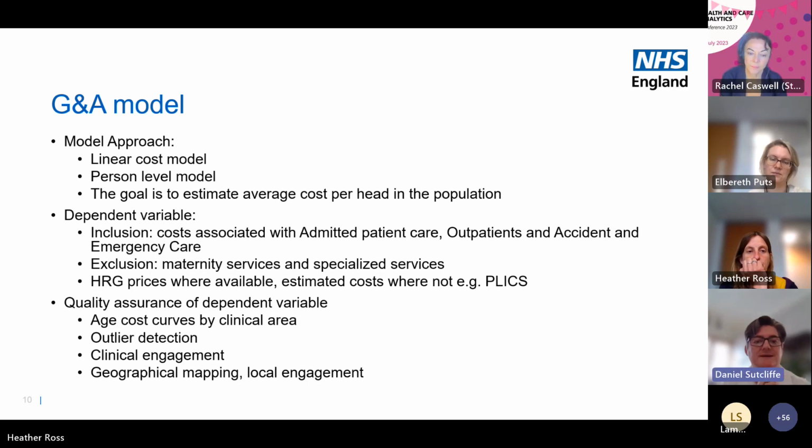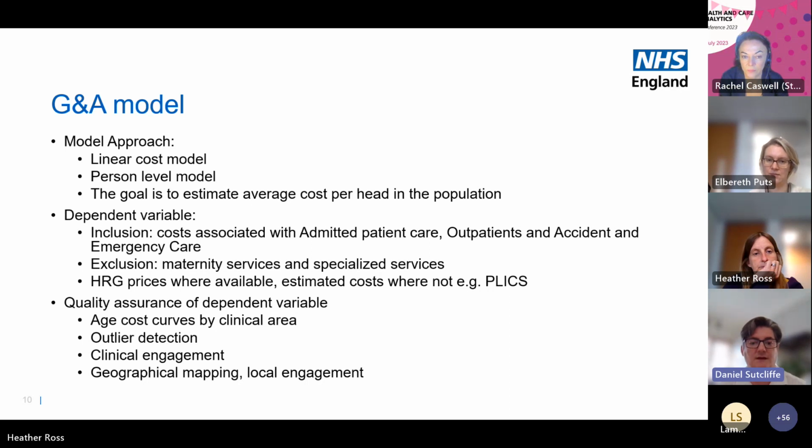So in terms of the dependent variable, we include costs associated with admitted patient care, outpatient, and accident and emergency attendances. We exclude maternity services and specialized services because they have separate models. And we use HRG prices where available. So these are pre-populated. We use SUS+ data, and where the HRG price has been used for payment, the costs are pre-populated with adjustments for length of stay and all those kinds of things.